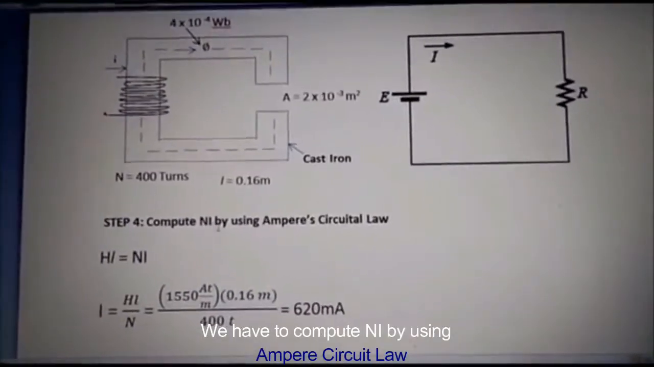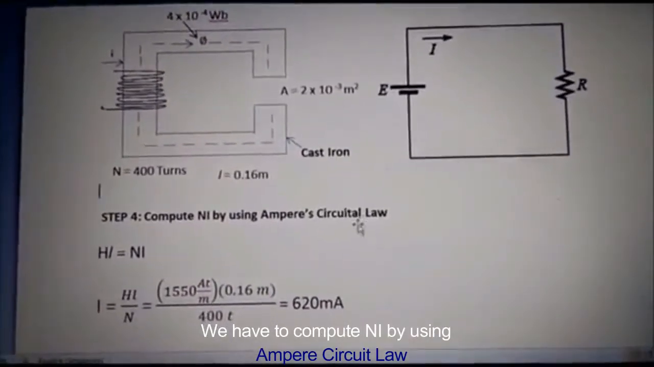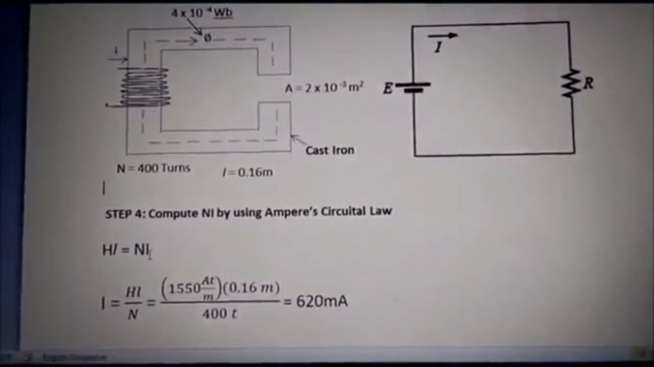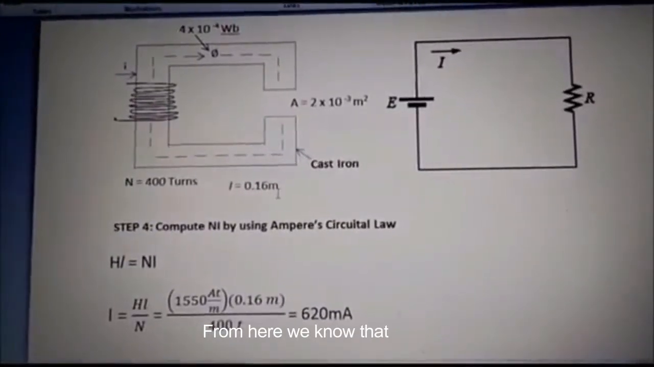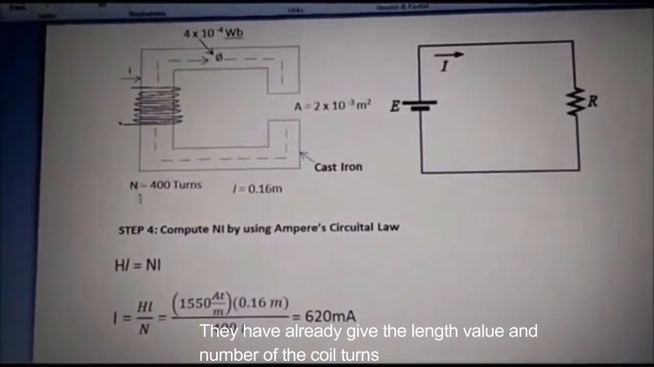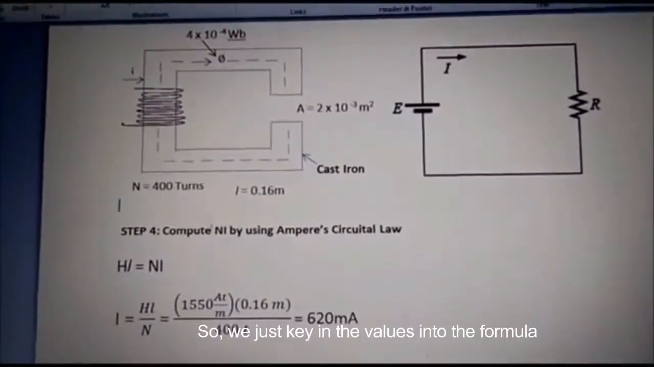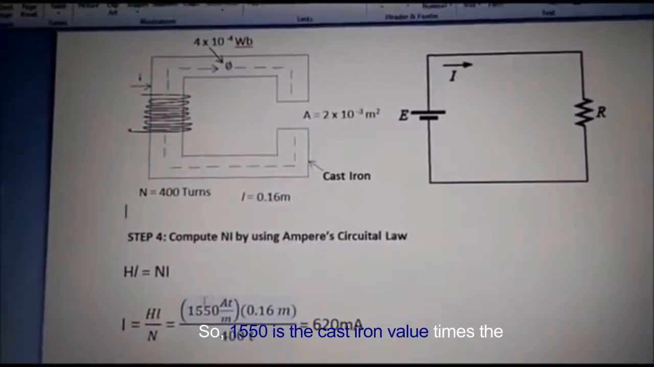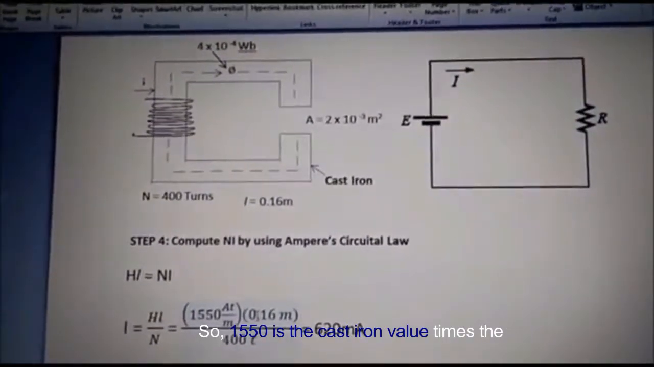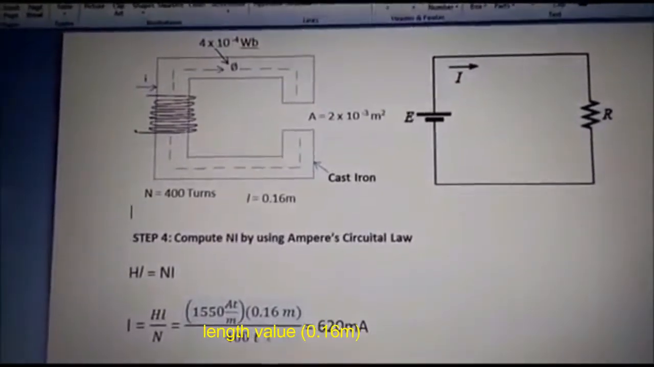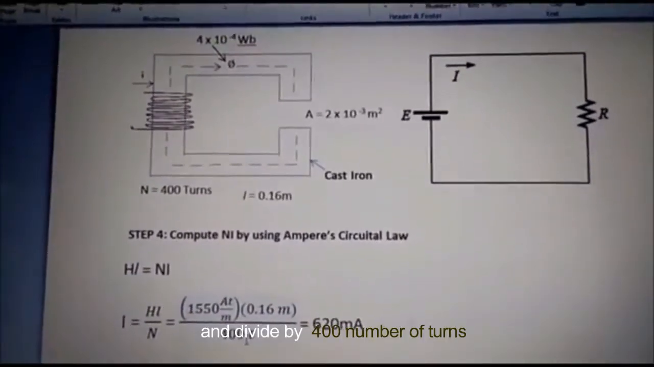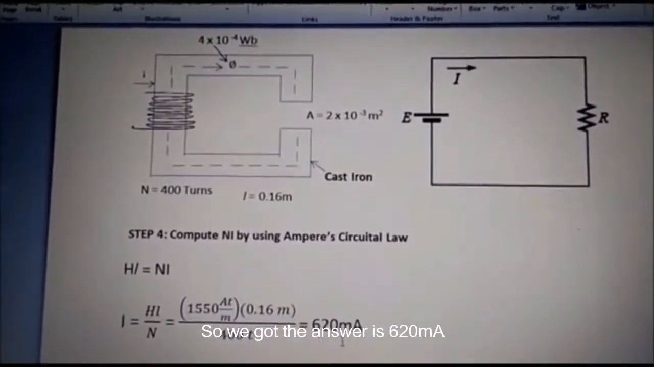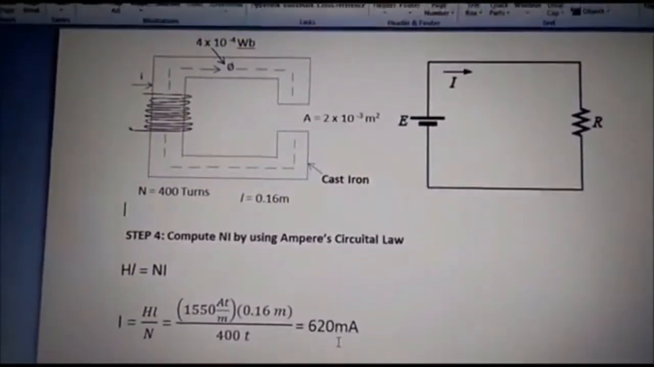Okay, this is the last step. We have to compute Ni by using the Ampere circuit law. We already have the formula HL equals Ni. They already give the length value and number of coil turns, so we just key the values into the formula. So 1550, this is the cast iron value, times the length value 0.16 m, divided by 400 turns. So we got the answer, which is 620 ampere.